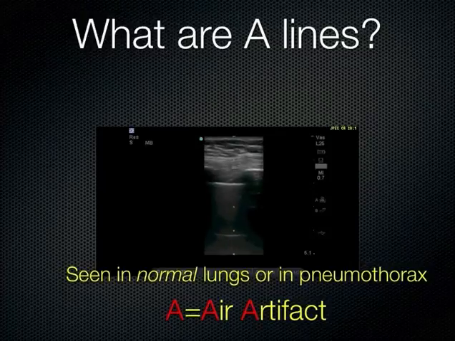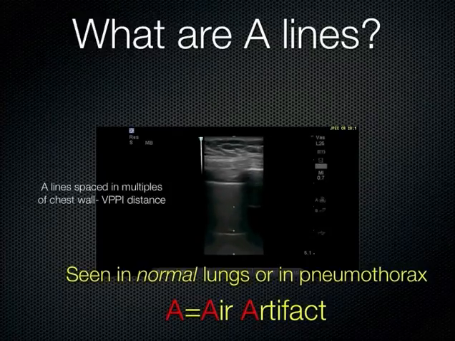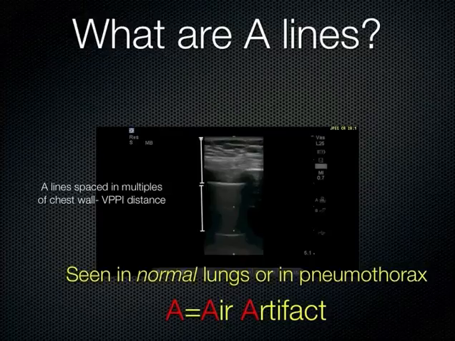So you will see these repetitive horizontal artifacts, and I'll give you some more examples. You'll also notice that the A lines are spaced equidistant, the spacing being the distance from the chest wall down to the VPPI. And if you increase the depth, you'll see that spacing remains consistent throughout.